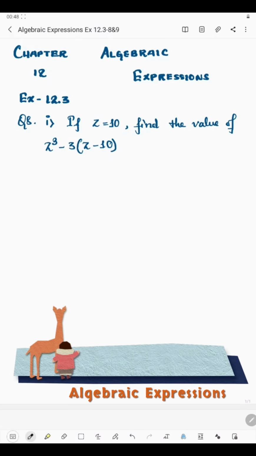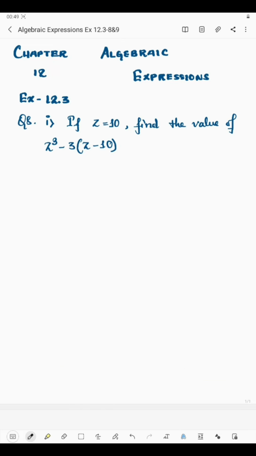Hello students, today I am going to start question number 8 of exercise 12.3. Now in question number 8, we have: if z is equal to 10, find the value of z cube minus 3 into z minus 10. So what we have to do is put the value of z in this expression to get the value of this expression. Okay, so the expression is z cube minus 3 into z minus 10.